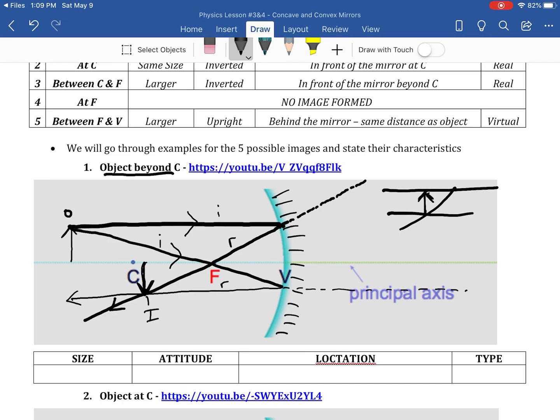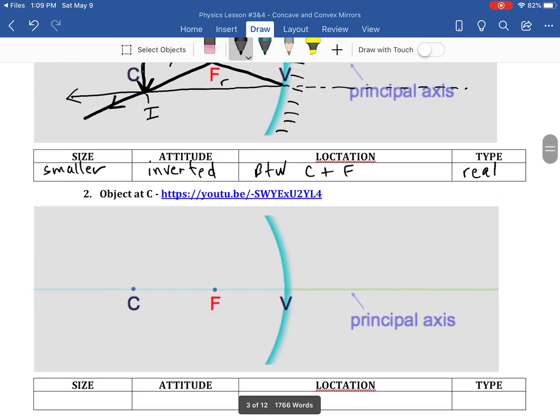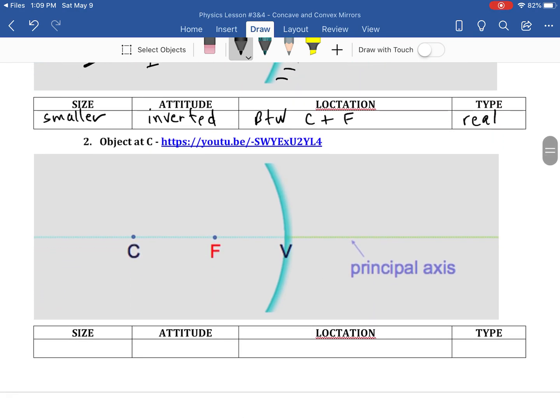That is my image. So let's take the characteristics of the image. The size is smaller. Attitude is inverted, it's upside down. Location is between C and F. And the type is real because it's in front of the mirror. Let's do another case. The other case is object at C. So the object is at C right here.